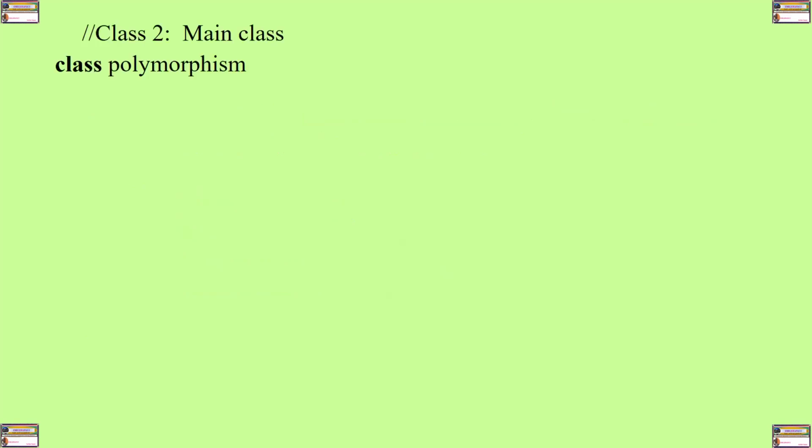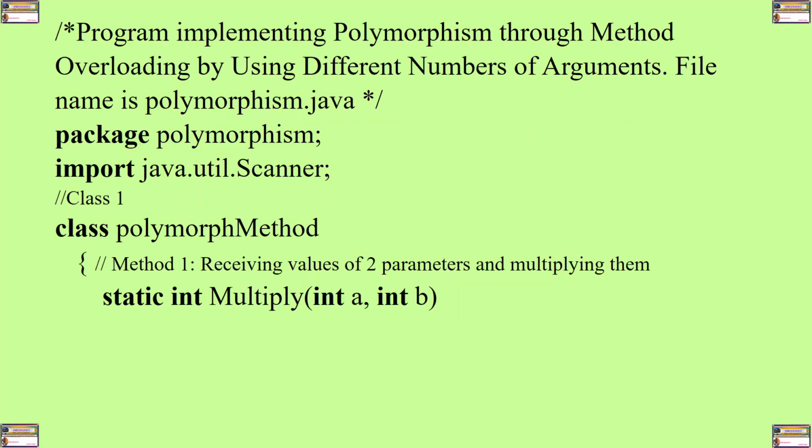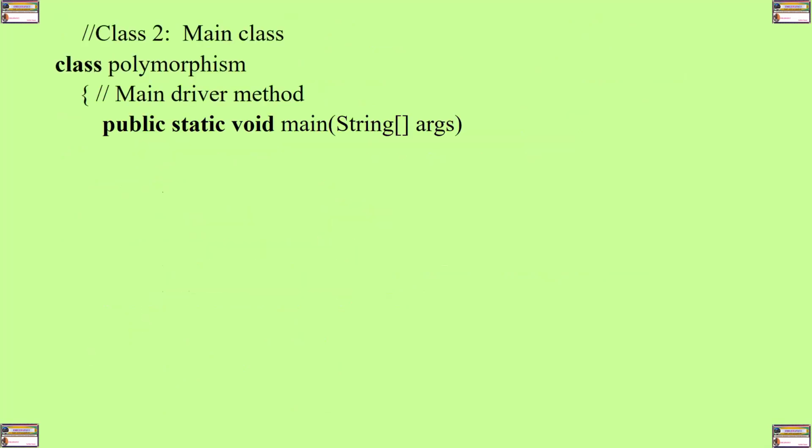Then we have a second class. The first class is called polymorph method, and as we have seen, it has two members. These members are called multiply, and they're almost the same. The only difference is that one makes use of two parameters and the other makes use of three parameters. The second class is called polymorphism. Now this class is the main driver class, so it is within this class that we have the main method.